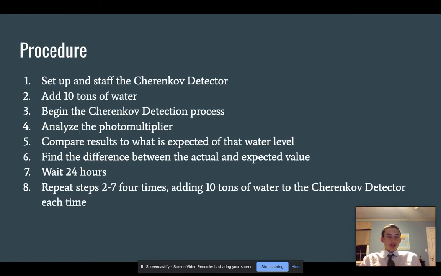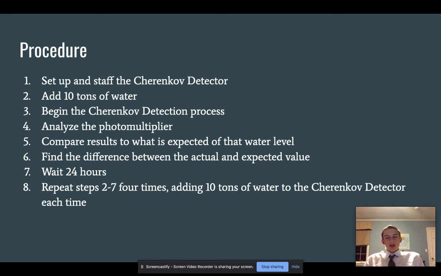And the procedure is to set up and staff the Cherenkov detector, add 10 tons of water, and then begin the detection process, and then analyze the photomultiplier after, and then compare the results to what is expected of that water level, and then find the difference between the actual and expected values, and then wait 24 hours to ensure that the time of day isn't affecting it or anything. And then repeat steps 2 through 7 four times, adding 10 tons of water to the Cherenkov detector each time.